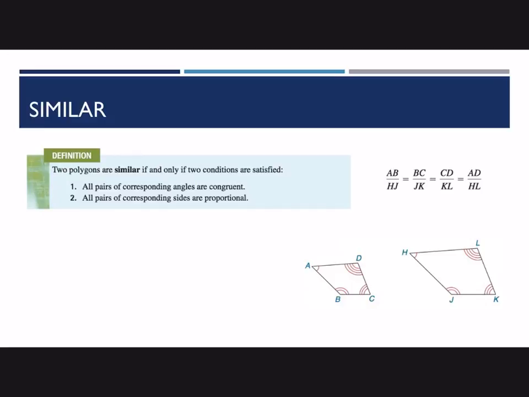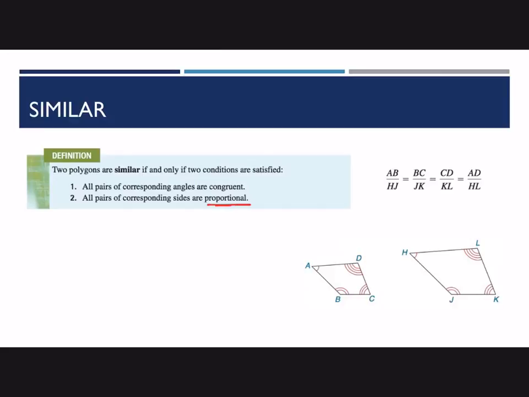Alright, so now a formal definition of similar, more than just saying that it's the same shape. We can say that two polygons are similar if and only if these two conditions are satisfied. Okay. All pairs of corresponding angles must be congruent, and all pairs of corresponding sides must be proportional. So not congruent, but proportional.